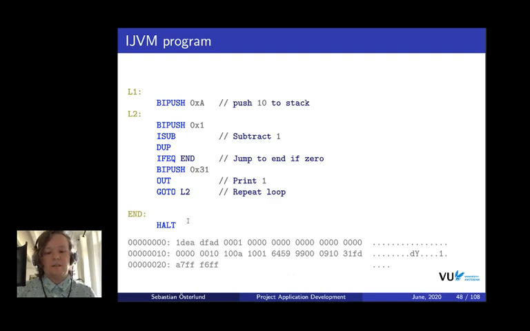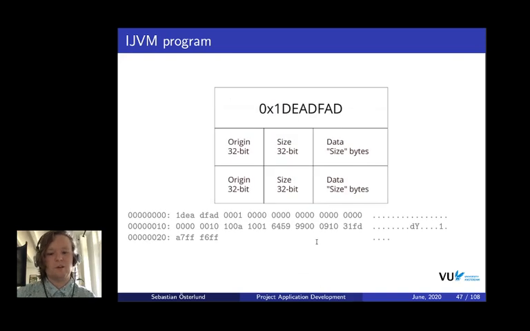If we look at the generated binary and see how it corresponds to the assembly here, let's start with this thing here. You have the magic number here, 1 dead fad. Then you start with the first section, the constant pool. First you have the origin, a 32-bit origin, which is this number here. You can ignore that for now. This is used in other implementations to say where in memory to load the binary, but we don't make use of this at this point.